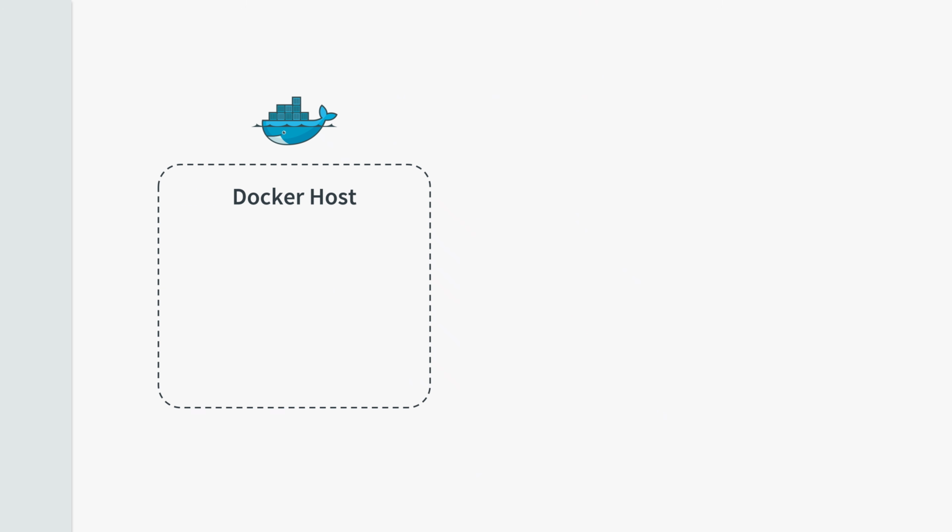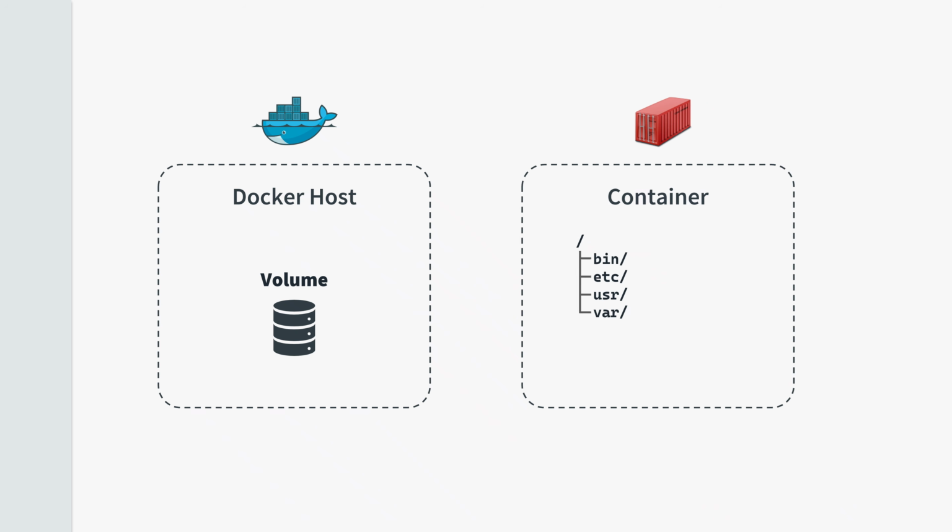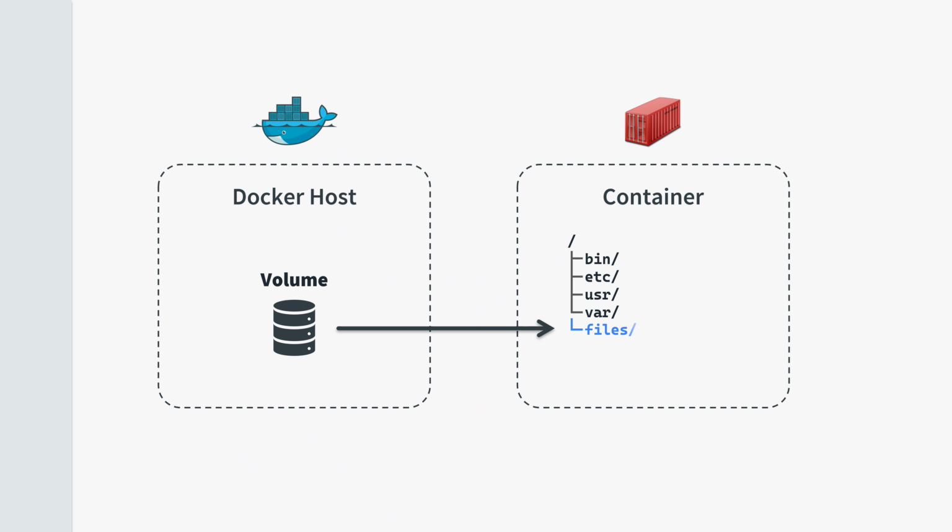The way this works is fairly straightforward. We take some external storage, that could be a directory on the Docker host or a dedicated volume, and then we mount it inside the container. From the container's perspective, it looks just like a normal directory. The container doesn't need to know, or even care, that the files are actually being saved somewhere outside of itself. To the container, it's just local storage.